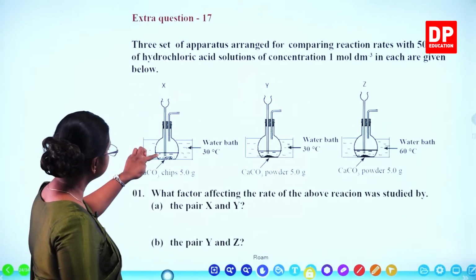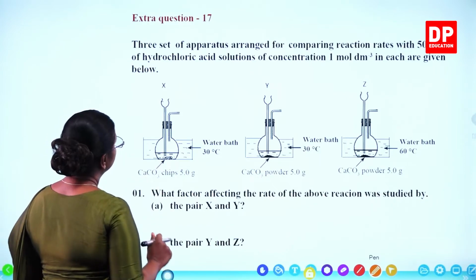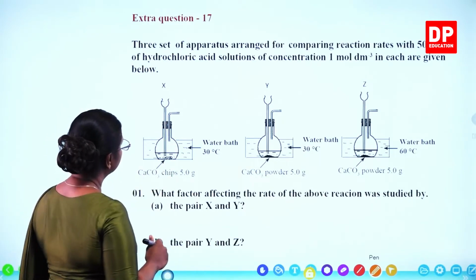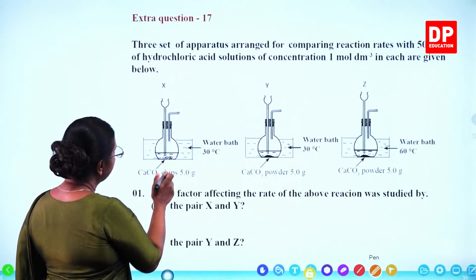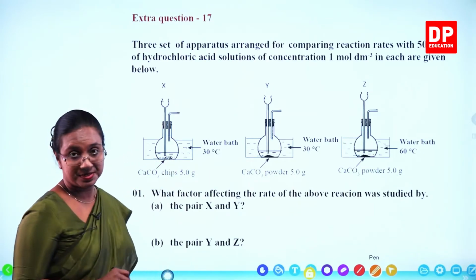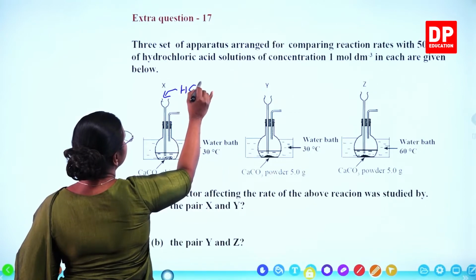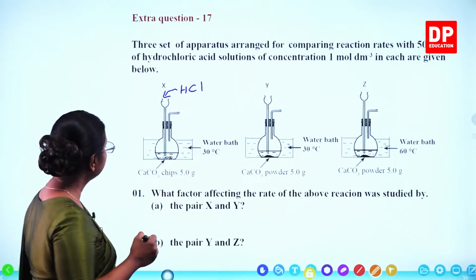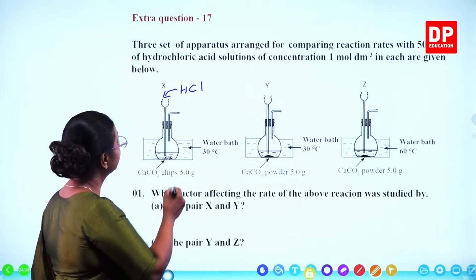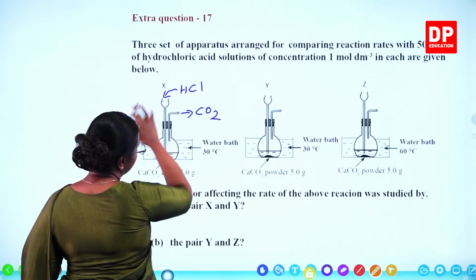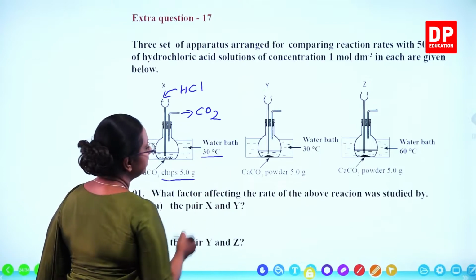Then here you can see, students, there is a thistle funnel. Normally you all know thistle funnel is used to add acid or solutions into the reacting container. This is a flat bottom flask kept inside the water bath, and there is a stopper, a glass tube there, and here you can see calcium carbonate chips. When they add HCl into calcium carbonate chips, it will react and carbon dioxide will be evolved. That will be evolved through this glass tube, CO2. So you can get all this information. Here of course they have given 5 grams chips and 30 degrees Celsius.